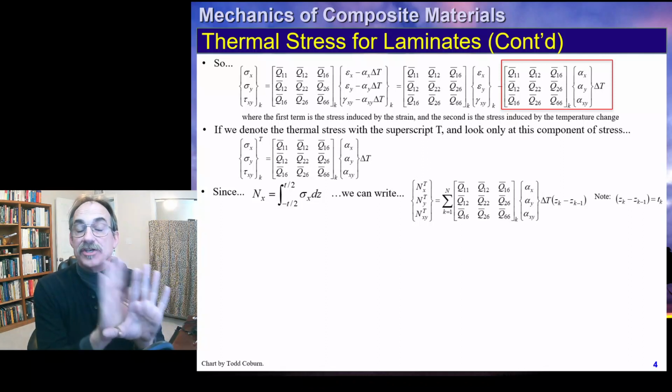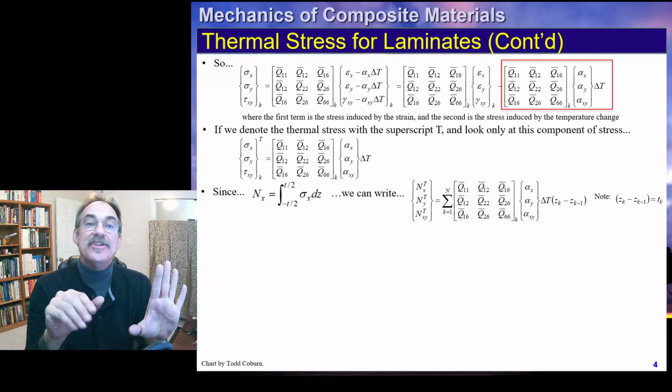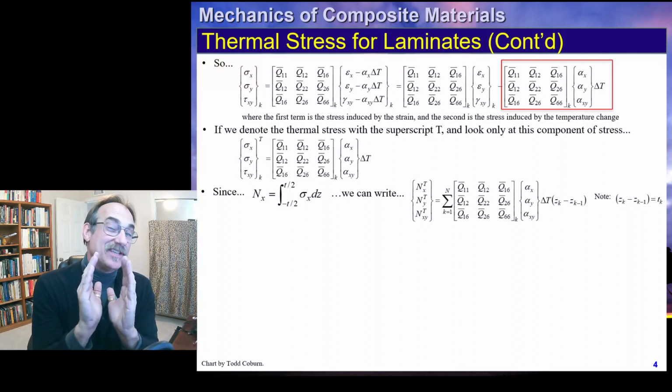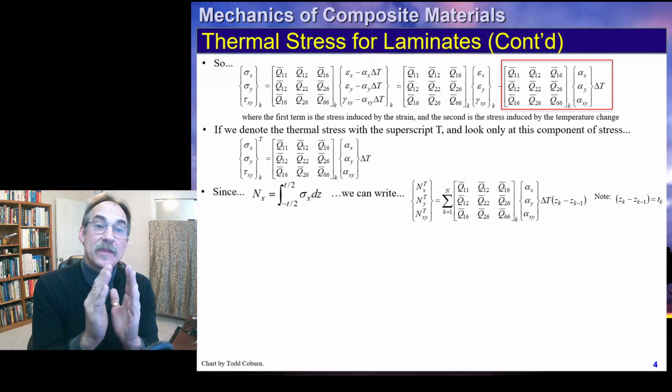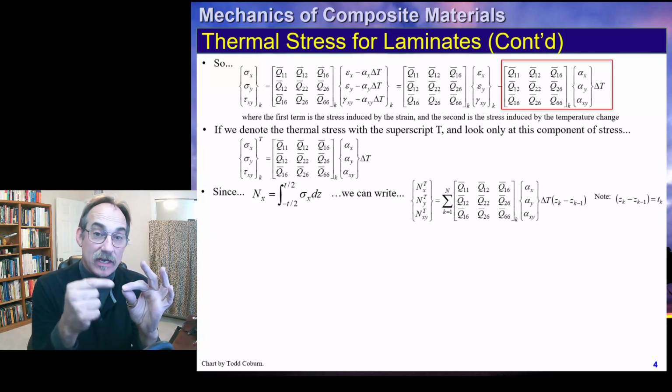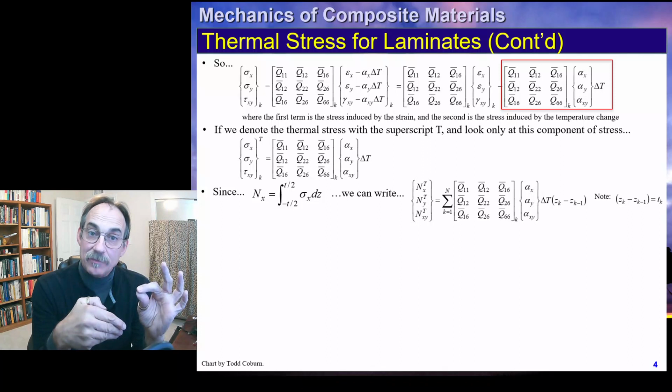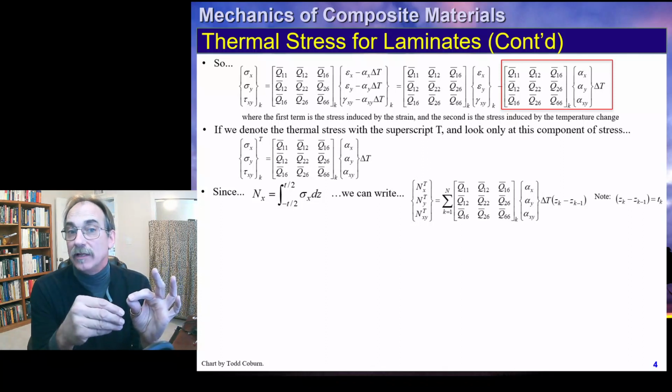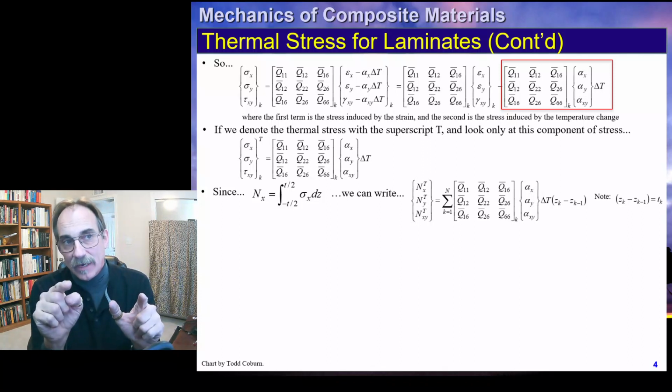So we're doing this calculation for each and every ply and then just summing them up. And that gives us the total running load on the laminate. We're getting the virtual running load on each and every ply, and when we add them together, we're getting the total running load on the composite laminate.